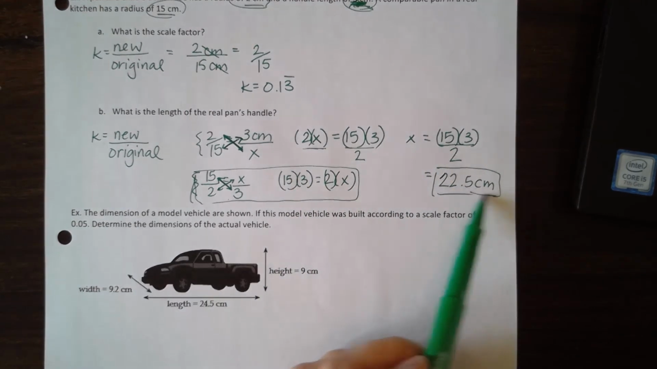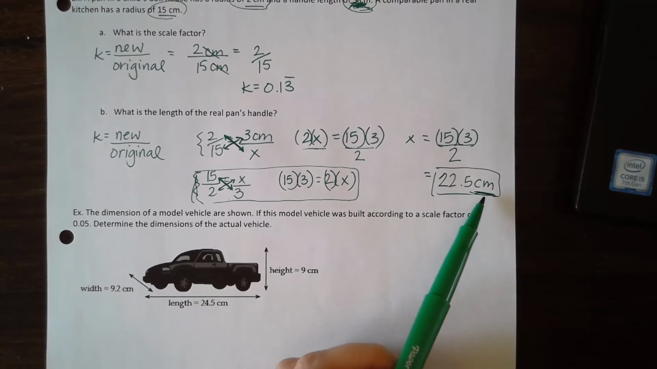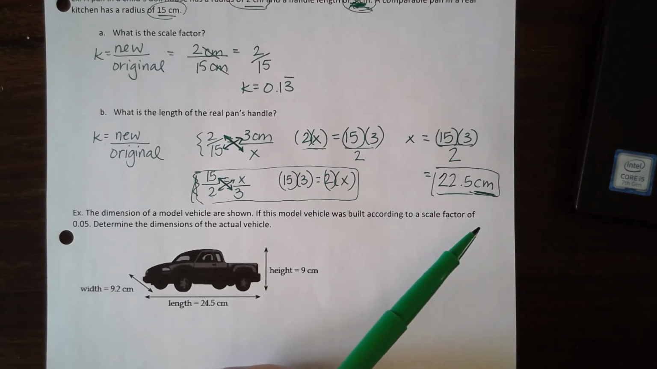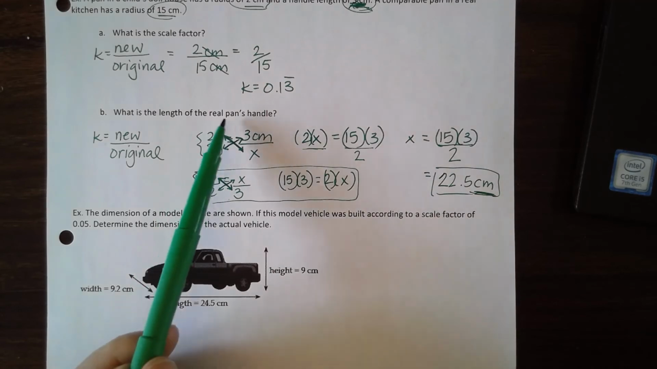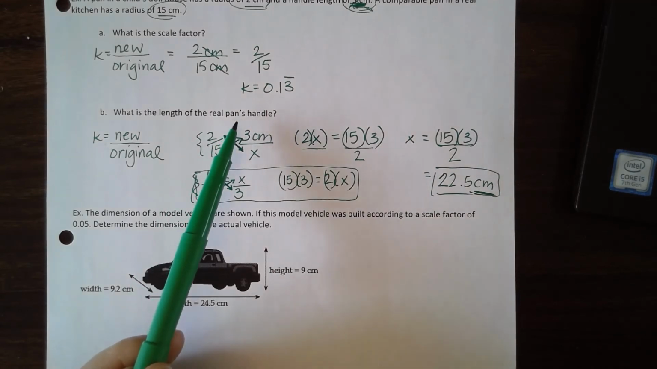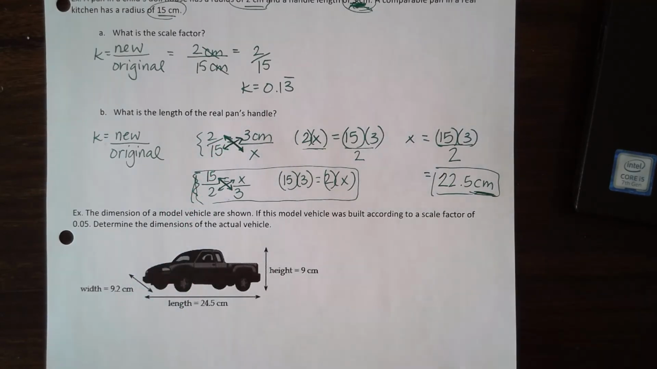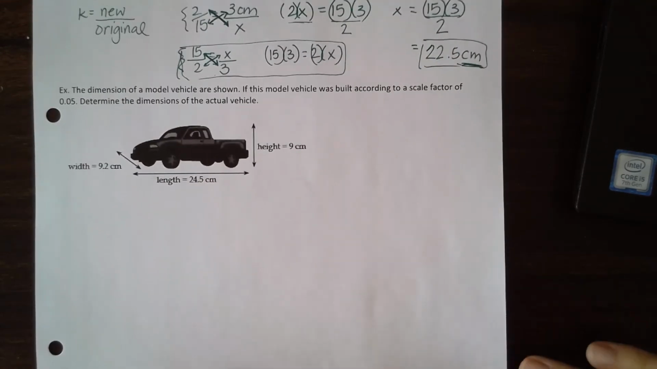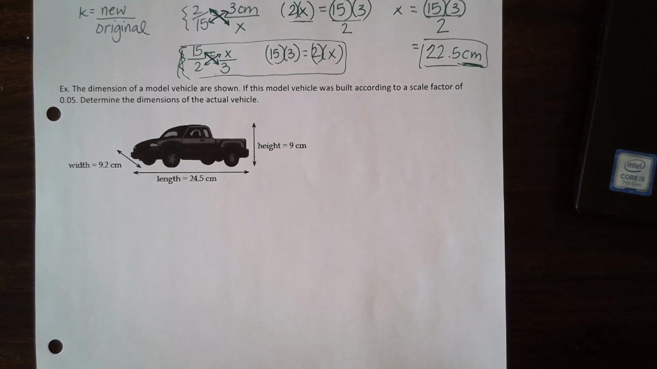And then please notice I have an answer with units. I also want to check to make sure that my answer is reasonable. Is 22.5 centimeters a reasonable answer for the length of the handle of a pan? I think it's pretty reasonable, so I think we're on the right track here. Okay, let's take a look at one more problem, and then we'll get you to do some practice.